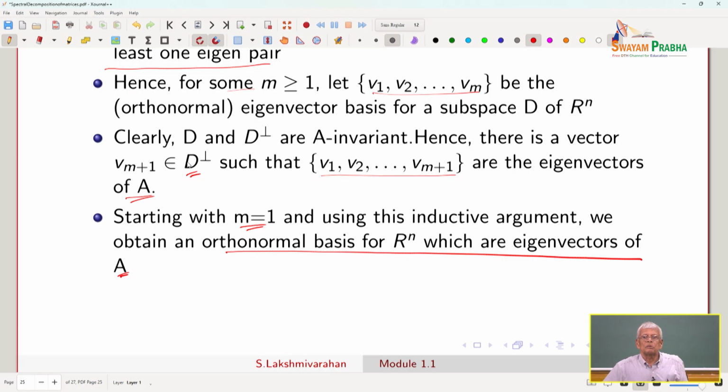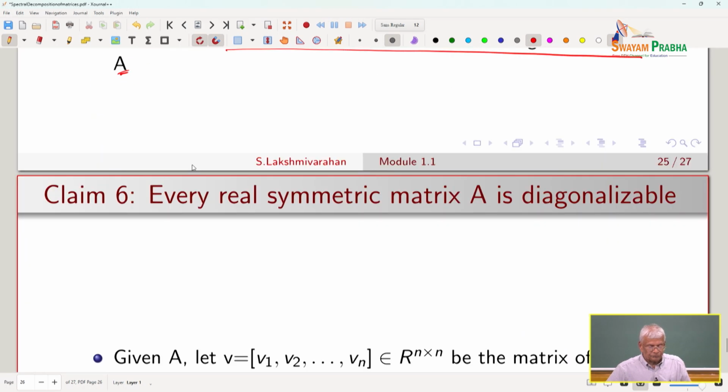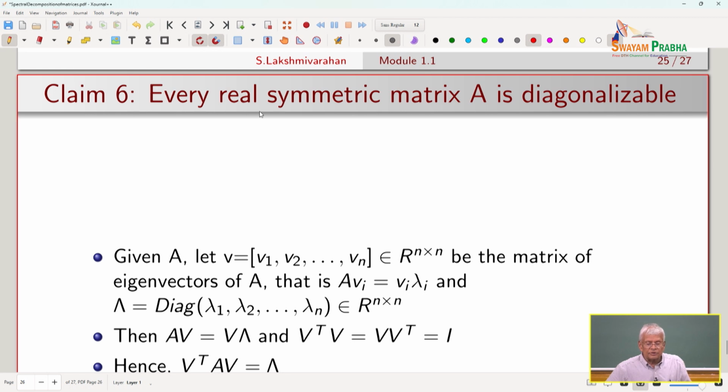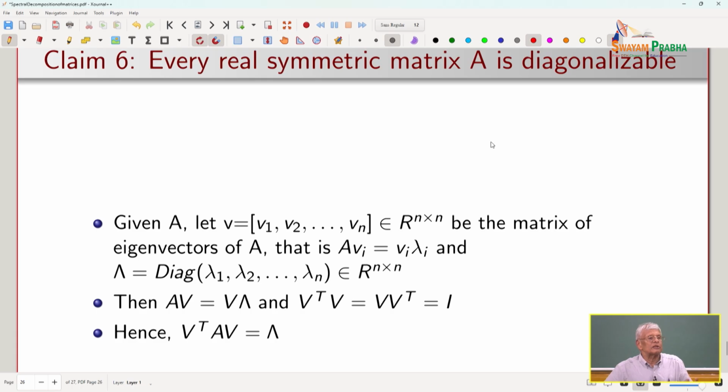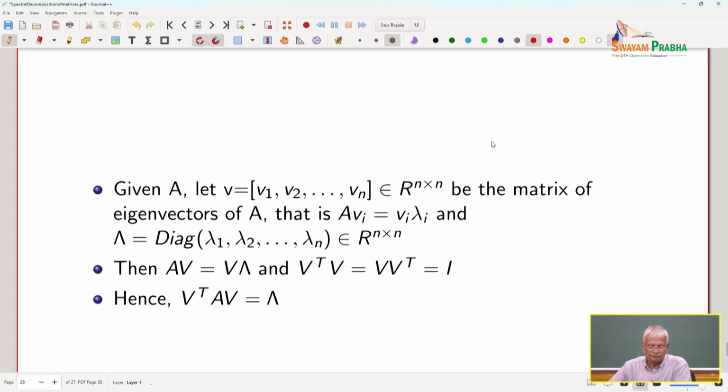A sequence of improvements. We first showed that there exists a basis for the invariance of space, and we showed the existence of every invariance of space must have at least one eigenvector, and we extended that to the whole matrix. Now, what is claim 6? Every real symmetric matrix is diagonalizable. That is the ultimate goal. So, this is one of the last results from matrix theory we are going to prove.